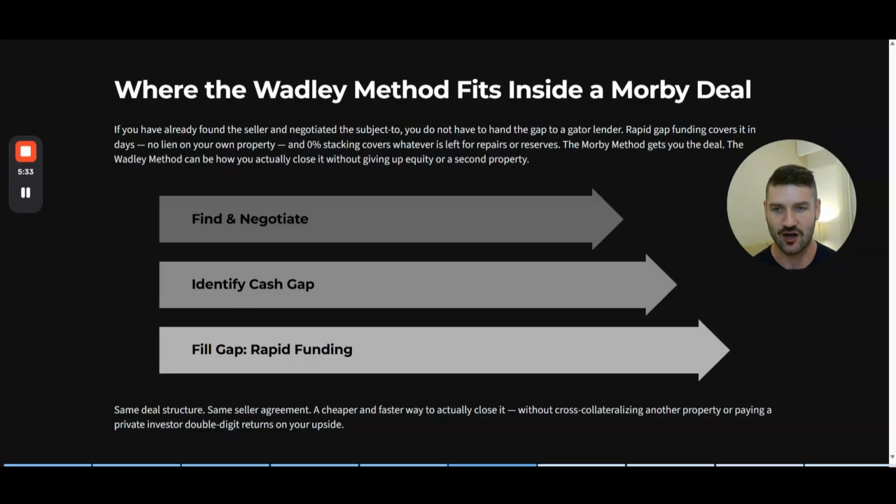The same deal structure, same seller agreement, a cheaper and faster way to actually close it without cross-collateralizing another property or paying a private investor double-digit returns on your upside. Obviously, the exception to this is if you do go for a HELOC on an LLC-owned investment property or a home, that is cross-collateralized if you look at it in that way, but it's way cheaper and one of the most flexible tools an investor can actually access.